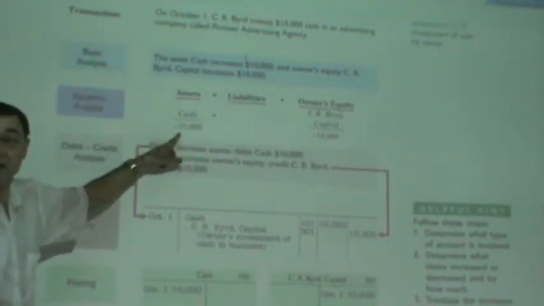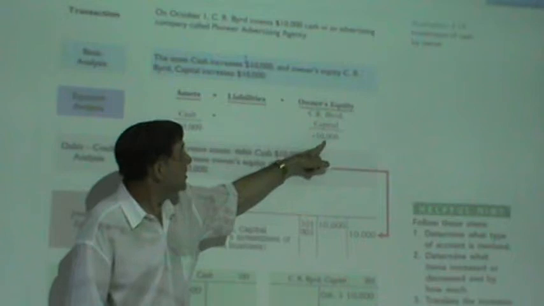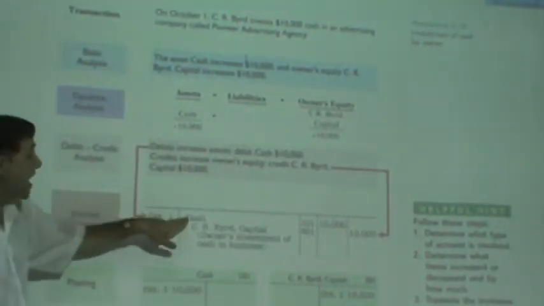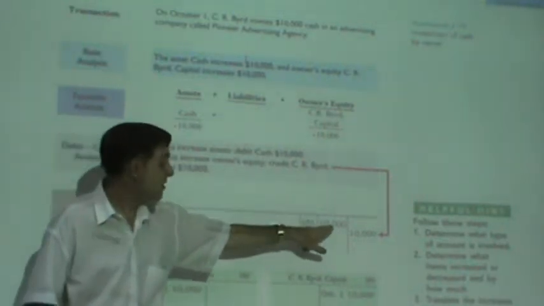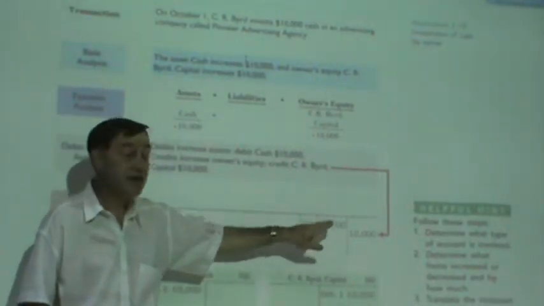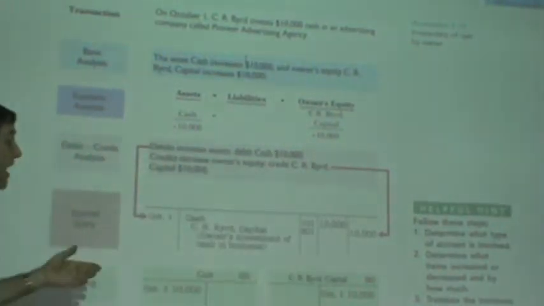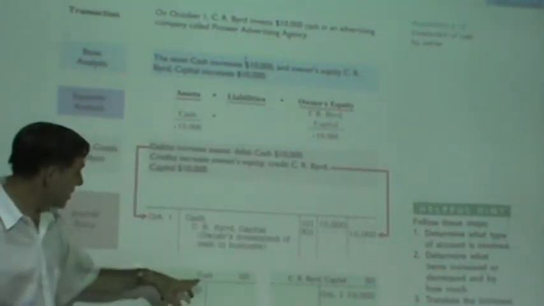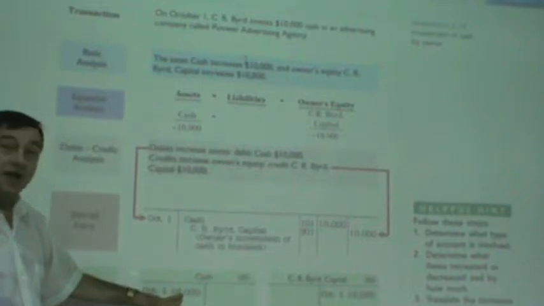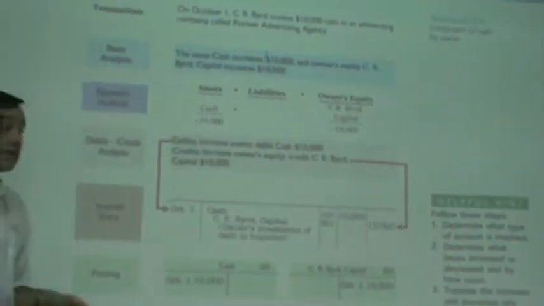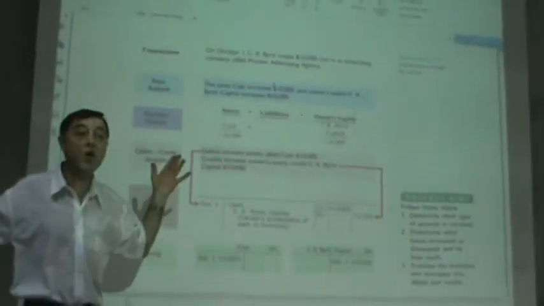Cash up means debit cash. Capital is an equity, credit capital. So you say debit cash 10,000, credit capital 10,000. And then you do the posting. Cash, debit 10,000, capital 10,000. That's it. That's all you do. Next one. All of them are like that.